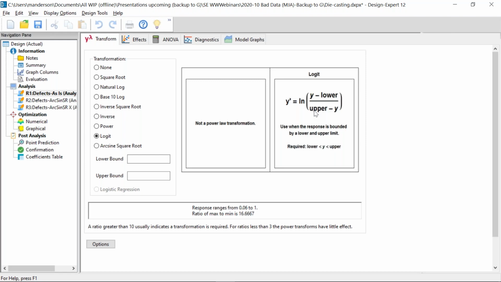I would use this quite a bit in some of my work as a chemical engineer on natural vitamin E yields. I was able to get the yields increased from really near 50% all the way up to near 100. And near 100, the values were kind of piling up and couldn't change a whole lot. So the logit actually worked pretty well for that. So those are two non-power laws.